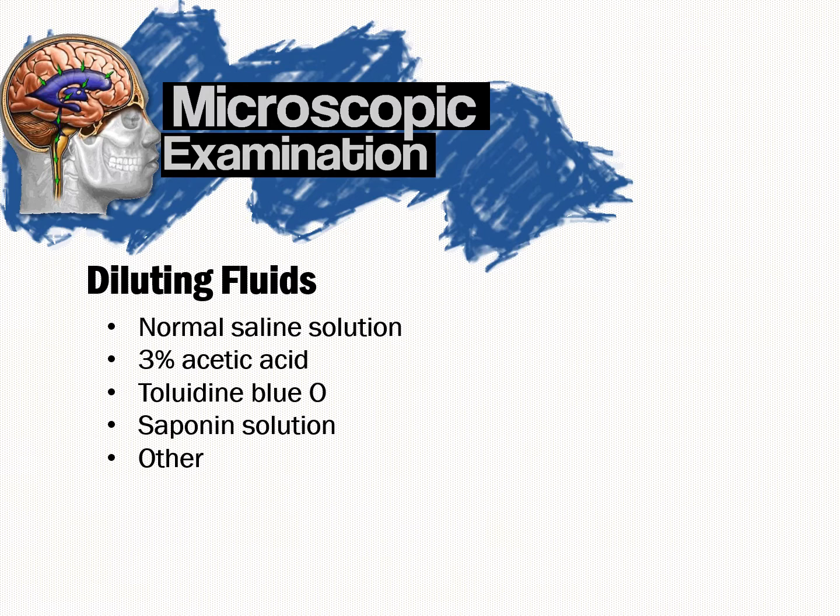In performing cell counts, diluting fluids may be used, such as normal saline solution for total cell counts, 3% acetic acid to lyse RBCs and facilitate WBC count, toluidine blue O to also facilitate WBC count, which also includes staining it, and saponin solution for WBC count. Others that can be used include glacial acetic acid, methylene blue, crystal violet, and gentian violet.